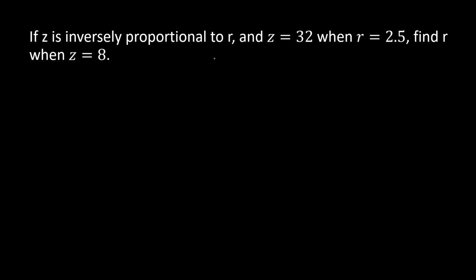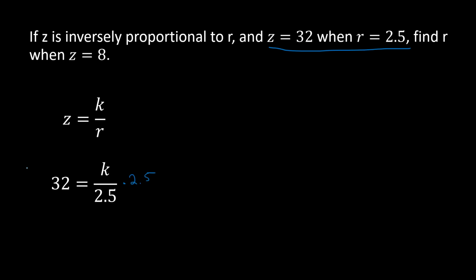Here is one more where z is inversely proportional to r. And z is 32 when r is 2.5. Find r when z is 8. First thing is set up the equation. Z is inversely proportional to r would be z equals k, and then divide because it's inversely, so you're dividing by r. Plug in what I know. Z is 32 when r is 2.5. So plug a 32 in for z, plug a 2.5 in for r, and then solve for k. We solve for k by multiplying both sides by 2.5. And when I do that, I now have k equals 2.5 times 32, which is going to be 80.